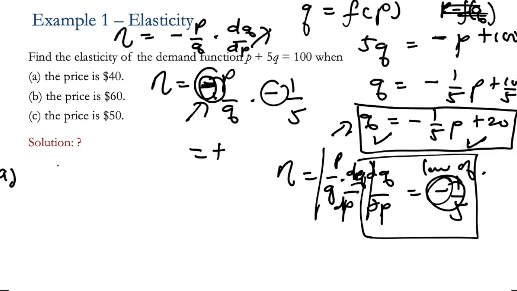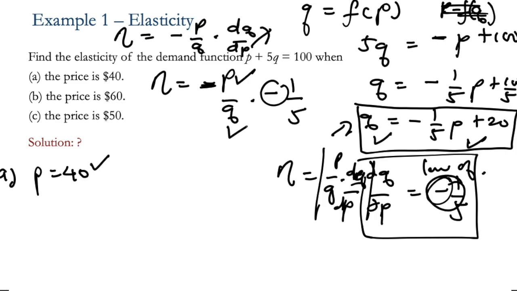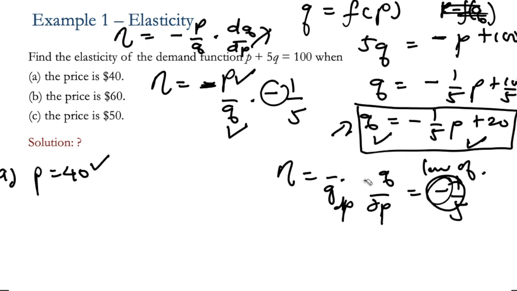When the price is 40, you look at the formula. Let me clear this so that it doesn't look a mess. When you look at the formula, you need P, which is given, you need Q, and you need dQ over dP, which you have found earlier. Let me erase this here, because otherwise it becomes a mess. So here you need to find Q, plug it into the formula, then you can solve for elasticity. With price equal to 40, you have this demand function, then you just need to plug in.